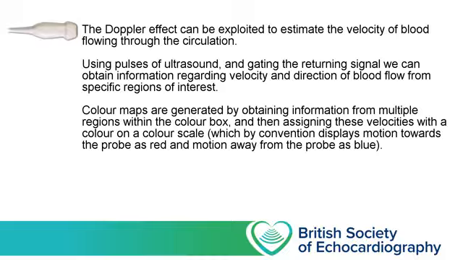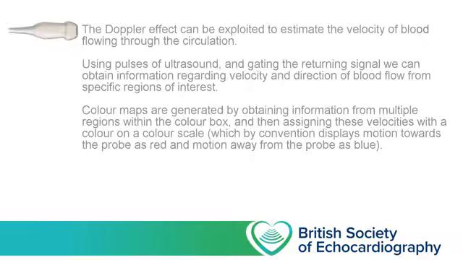Using multiple pulses along multiple lines we can build up a grid of information, and then convert this to a colour display, which allows us to easily see the blood moving through the heart. By tradition we can use the colour red to display blood moving up towards a probe, and blue to display blood moving away from a probe.